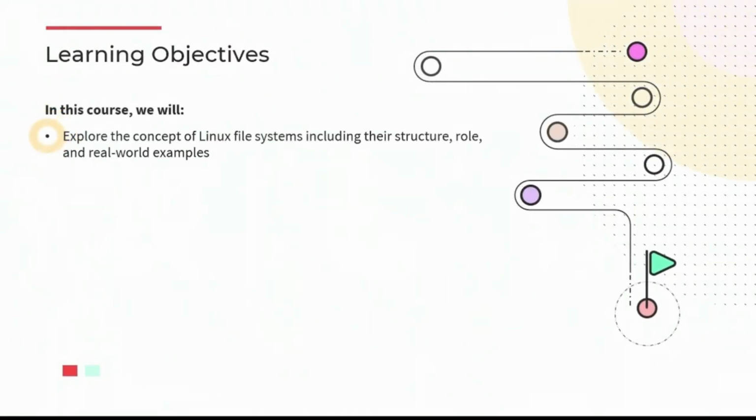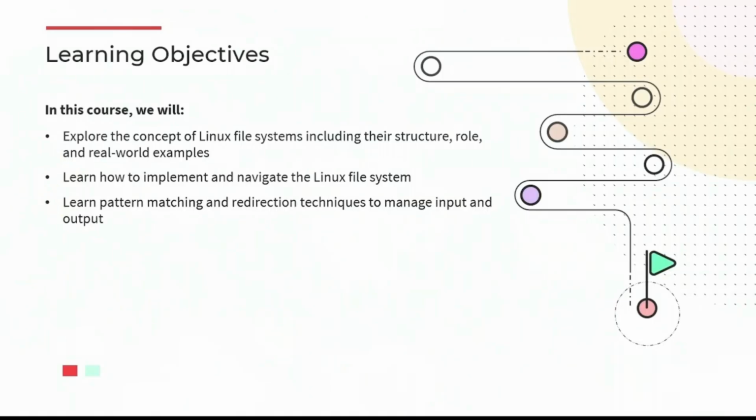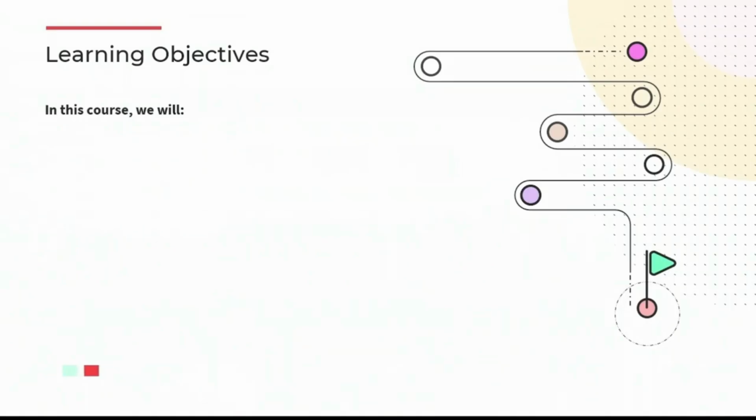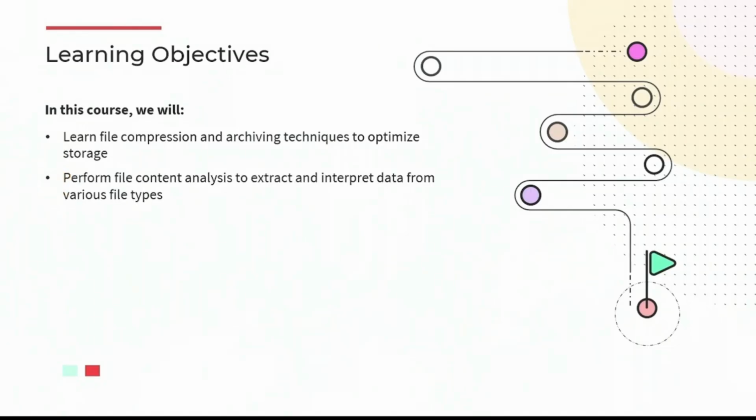In this course, we will explore the concept of Linux file systems, including their structure, role, and real-world examples. Then, we will learn how to implement and navigate the Linux file system efficiently. Next, we will learn pattern matching and redirection techniques to manage input and output. We will also explore the differences between soft and hard links and their practical use cases. Next, we will configure, manage, and locate files using essential command line tools. We will also learn file compression and archiving techniques to optimize storage. Finally, we will perform file content analysis to extract and interpret data from various file types.